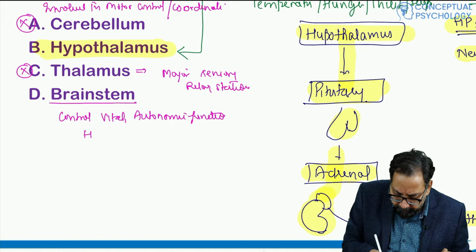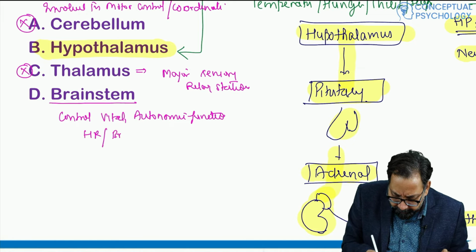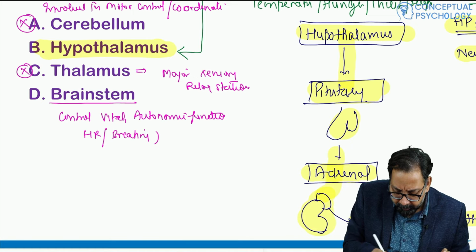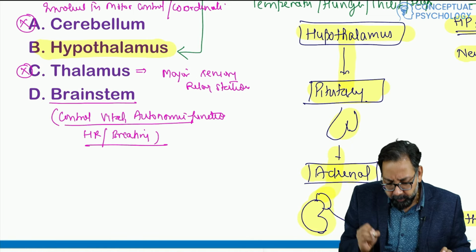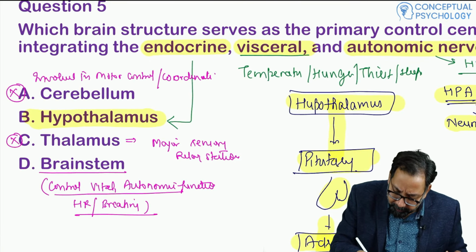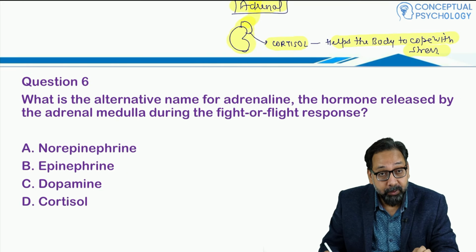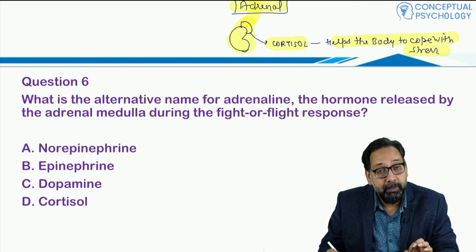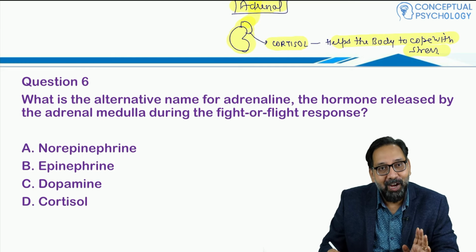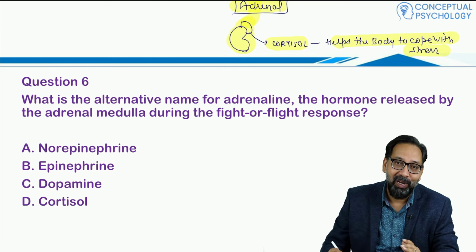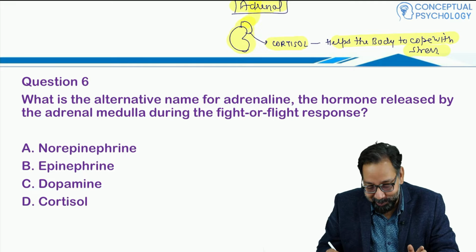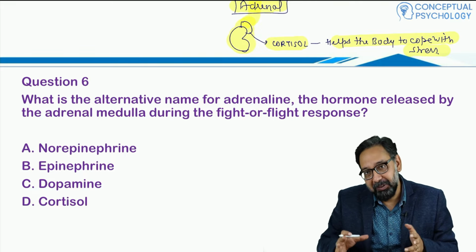Just like heart rate, breathing. So out of these, the best answer is hypothalamus. Next question: what is the alternative name for adrenaline, the hormone released by the adrenal medulla during the fight or flight response? Similar topics, similar questions are being asked.